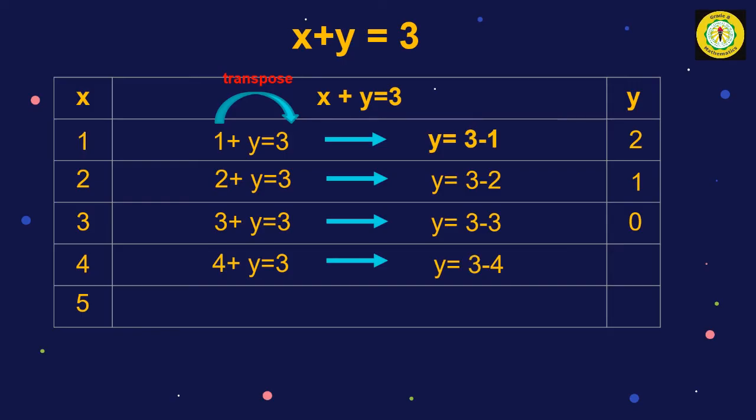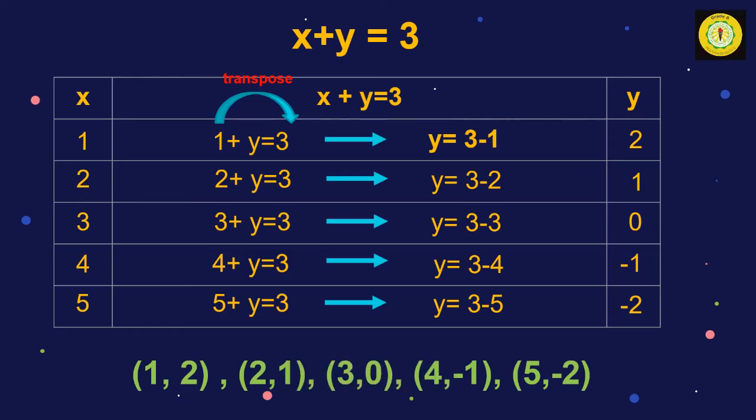So y equals 3 minus 4. Y is equal to negative 1. Next, 5 plus y equals 3. So y equals 3 minus 5. 3 minus 5 is equal to negative 2. So meron na po tayong nabuong limang ordered pair, which is (1, 2), (2, 1), (3, 0), (4, -1), and (5, -2).